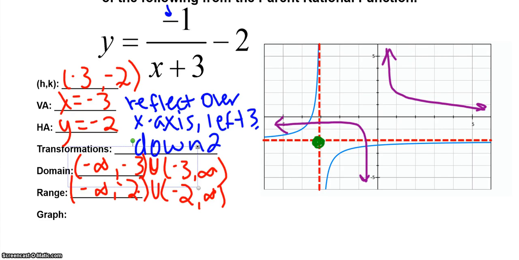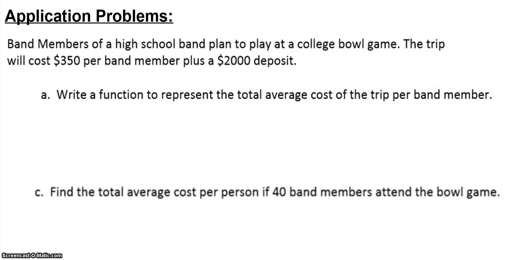But yeah, so we have some application problems. Band members of a high school band plan to play at a college bowl game. The trip will cost $350 per band member plus a $2,000 deposit. A lot of y'all might be thinking, $2,000, that's a lot. Well, $2,000 is what the entire band has to pay, not just one person.